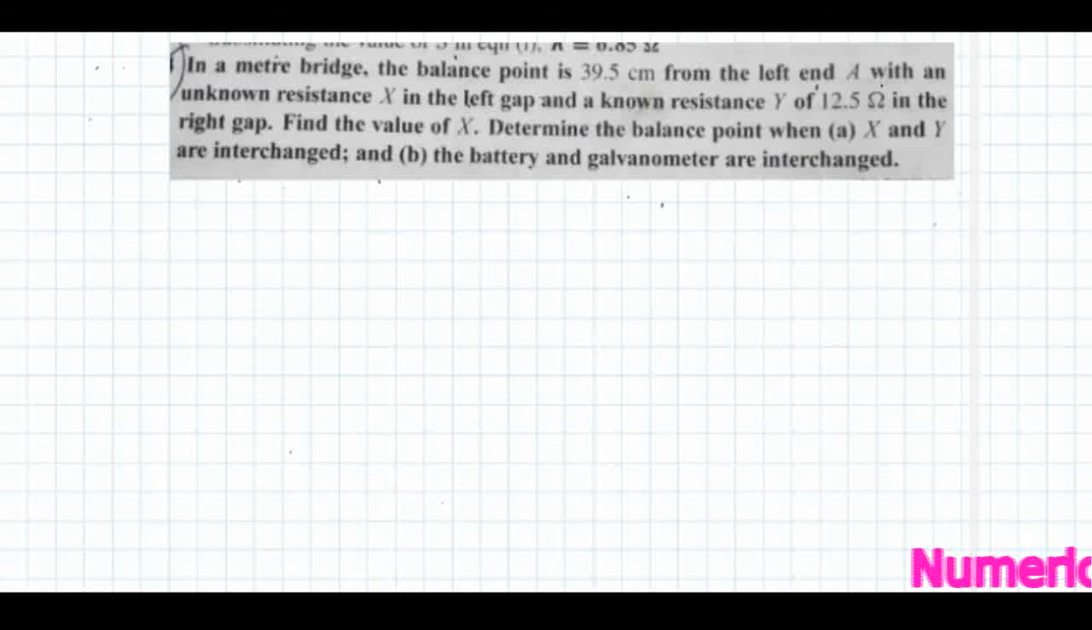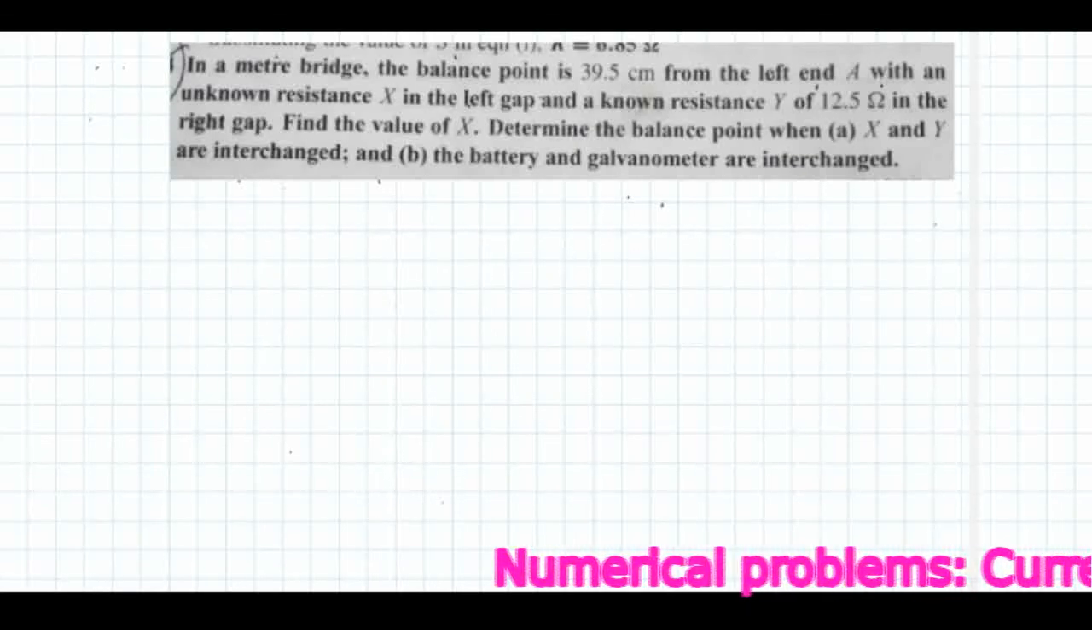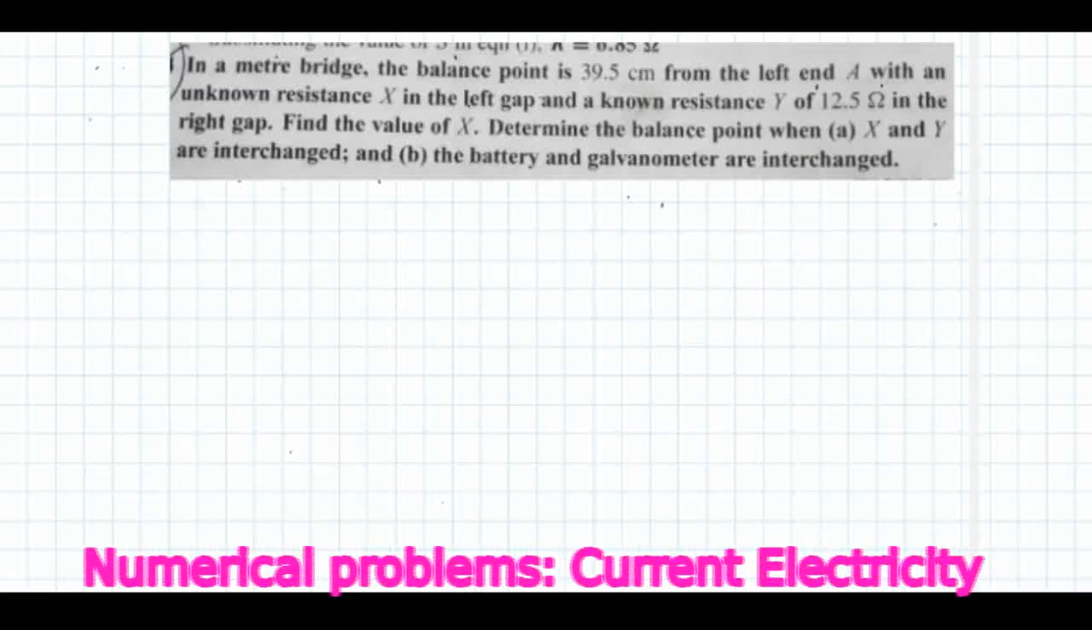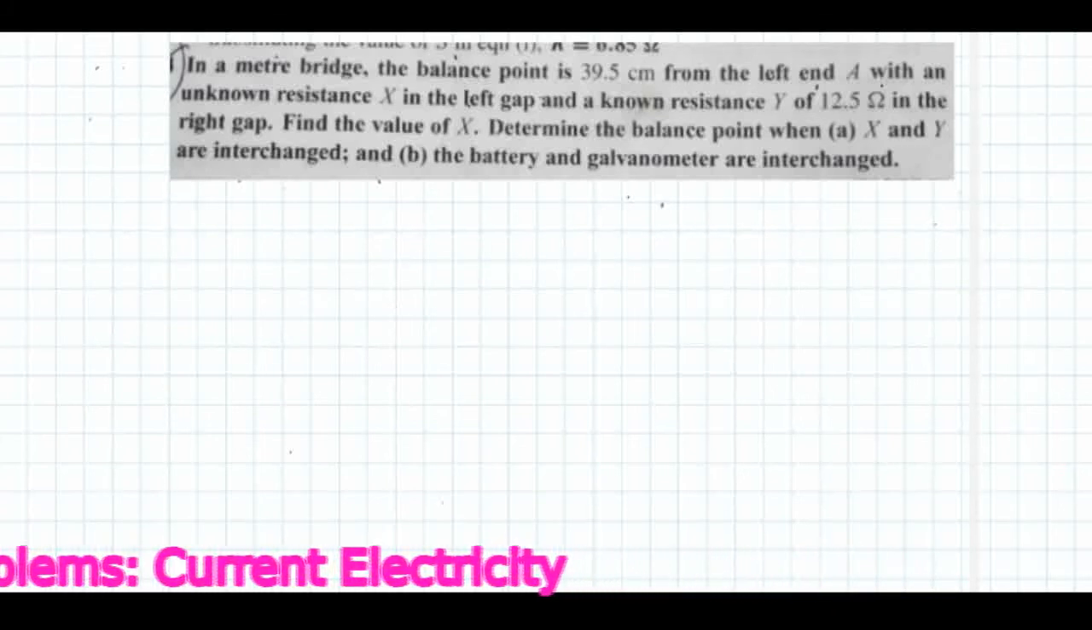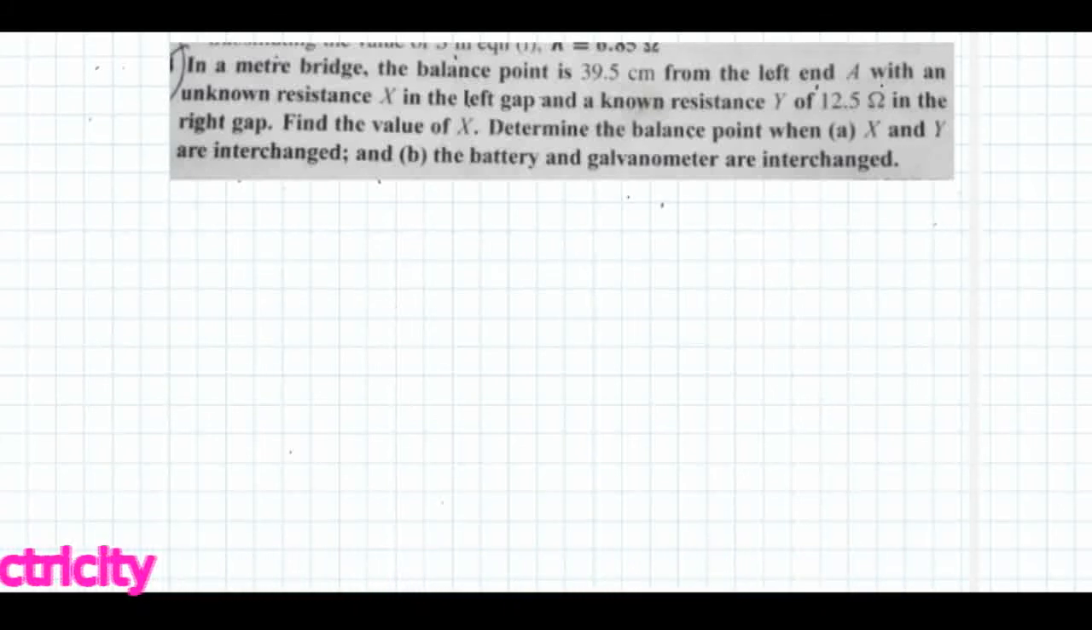Then our last problem: in a meter bridge the balance point is 39.5 centimeter from the left end A, with an unknown resistance X in the left gap and a known resistance Y of 12.5 ohm in the right gap. Find the value of unknown resistance X. Determine the balance point when X and Y are interchanged, and the battery and galvanometer are interchanged. For this problem also we should go through the application of a meter bridge. Only then can we understand the meaning of the left gap and right gap.